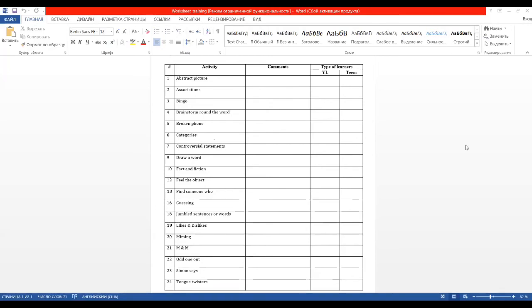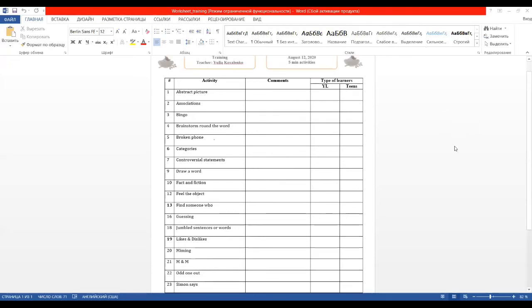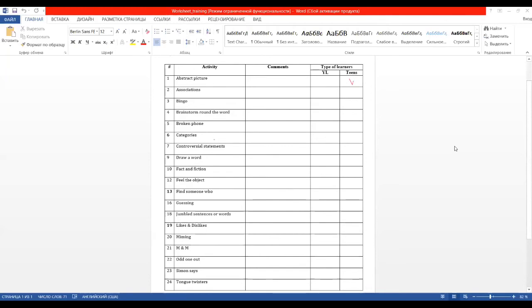So let's talk about them in detail. When we talk about some abstract picture, what do you think it's about, and for what type of learners can we use it? You can unmute yourself now and tell me your ideas, if you want. For teens.